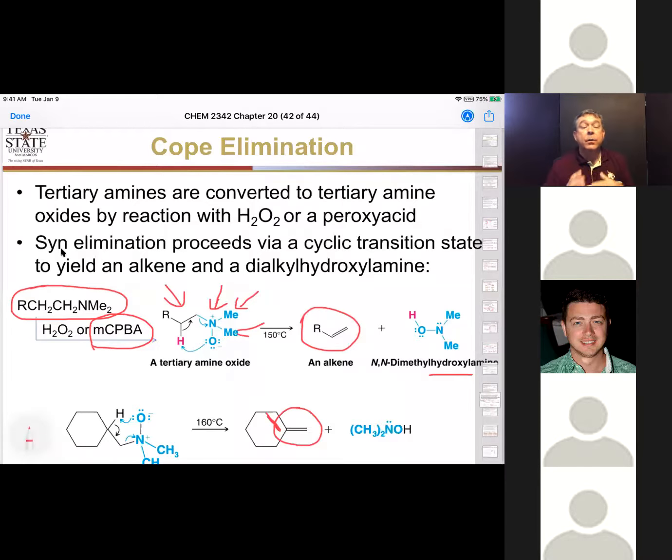Okay. So in both the Cope elimination and the Hofmann elimination, we've changed nitrogen into a positively charged species to make it a better leaving group, so it leaves as a neutral species when it takes its electrons with it.